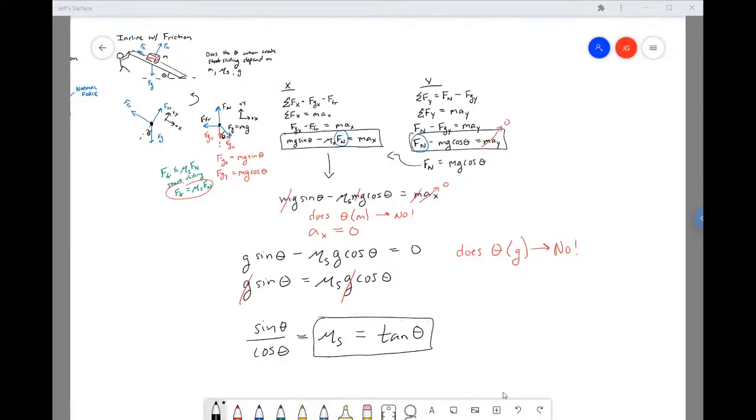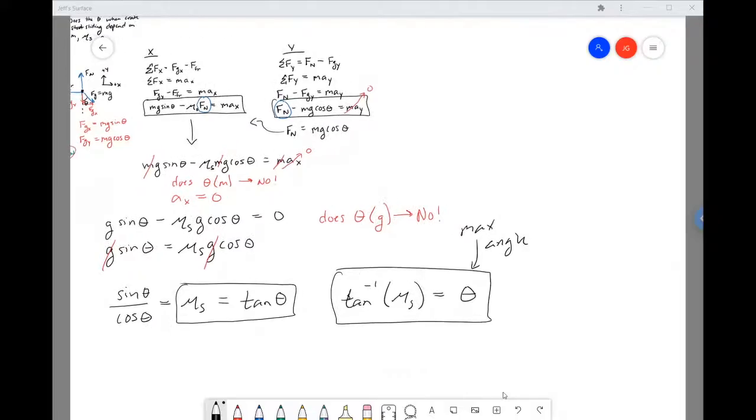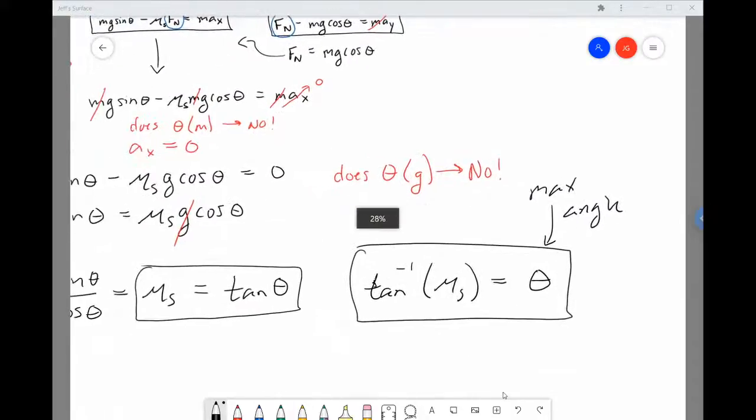Wow, this really simplified a lot. If I want to solve for theta, I just take the inverse tangent of both sides. So the inverse tangent of the coefficient of static friction equals the maximum angle of incline before things start sliding. Max angle. Zoom in on those two equations.